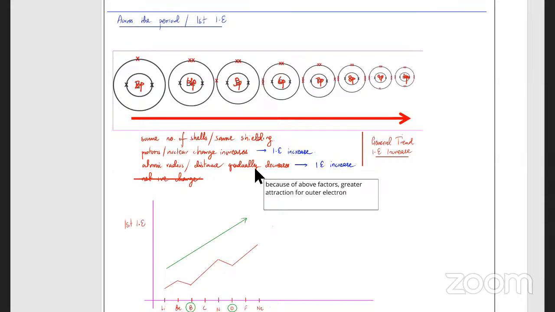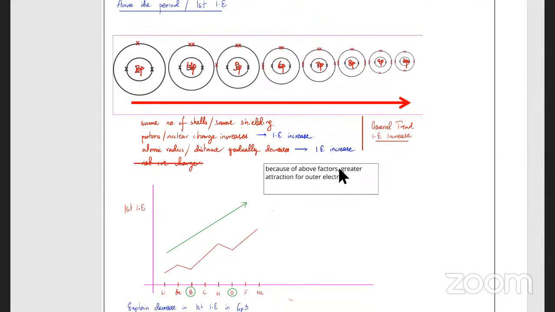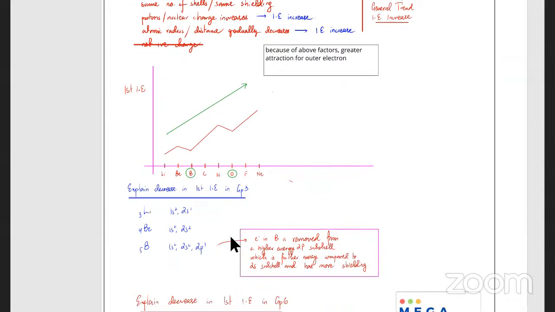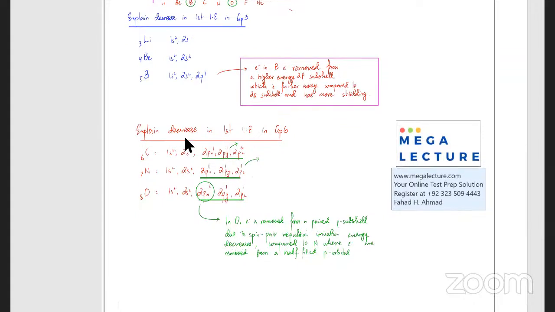The distance also gradually decreases. So that's another reason why the ionization energies increase. But mainly it's the nuclear charge. The nuclear charge continuously increases across the period, right? But there are going to be anomalies at group 3 and group 6. Okay? And they're going to ask you reasons for that.